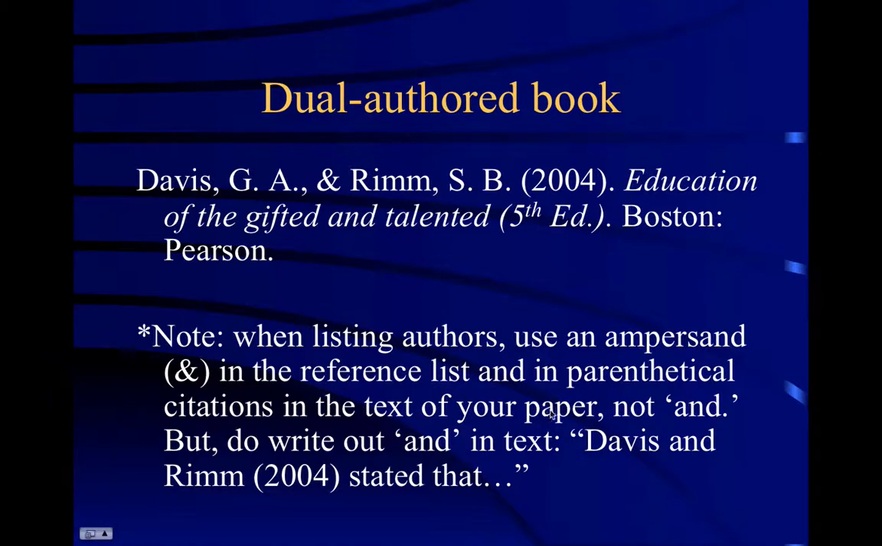So when listing authors, use the ampersand in the reference list and in parenthetical citations in the text of your paper, not the word and. But do write out the word and in the text if you're referring to Davis and Rim. Okay, Davis and Rim, 2004 stated that, and then you finish your sentence.